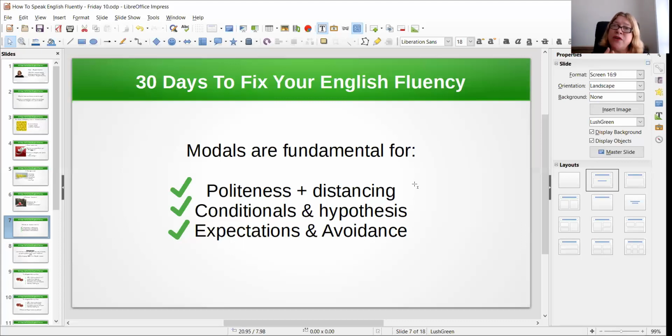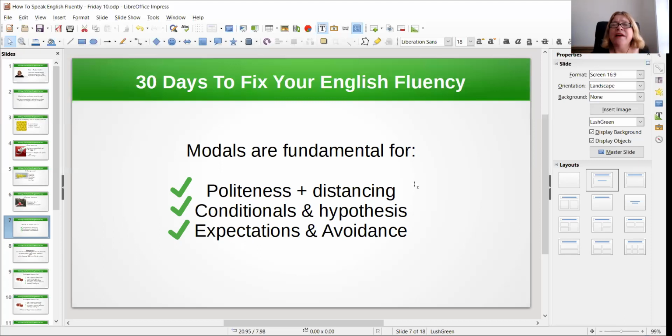And we can also use modals for hypotheses, to comment on things, maybe things that have happened in the past. I should have known. I regret it. I should have known something. They may have taken the wrong road, which is why they're late.